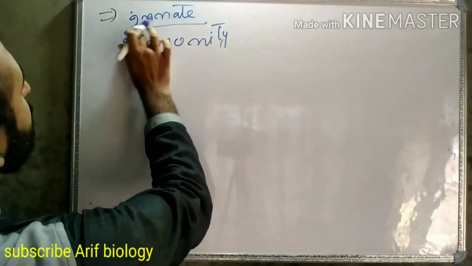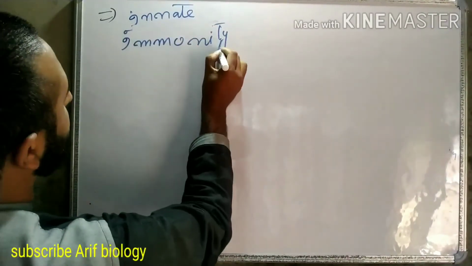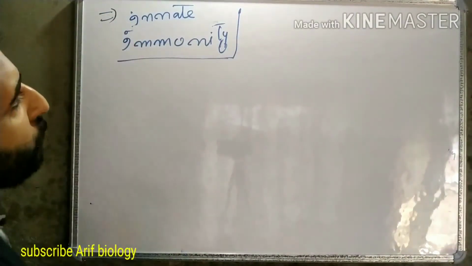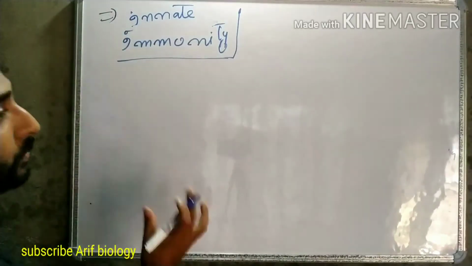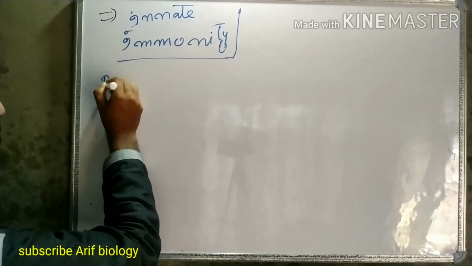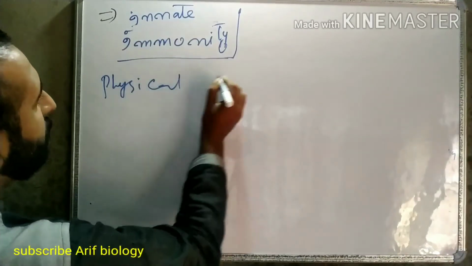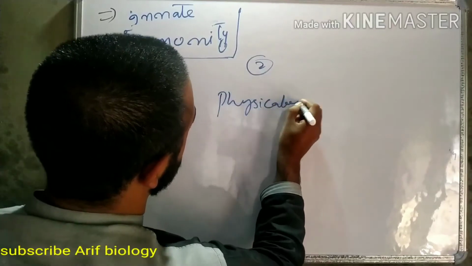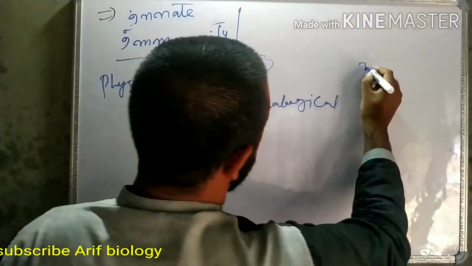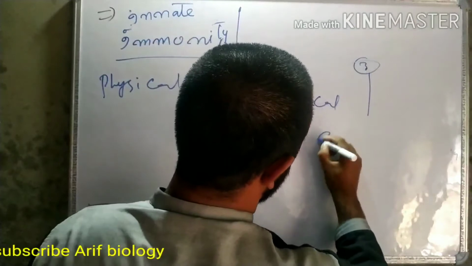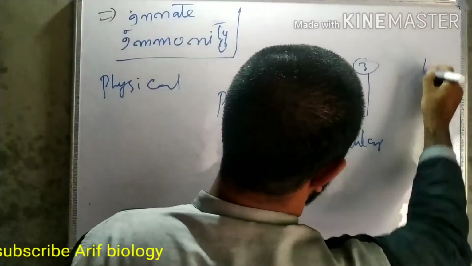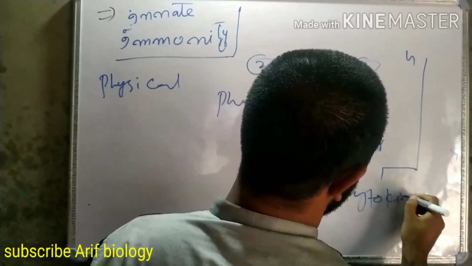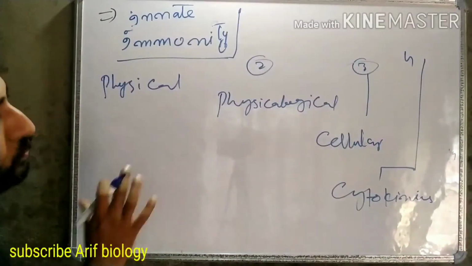Now let me discuss the innate immunity. This innate immunity is of further 4 types. First is physical. Second is physiological. The third one is cellular. And the fourth one is cytokine. Let me discuss these one by one.